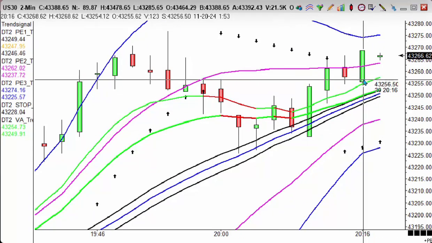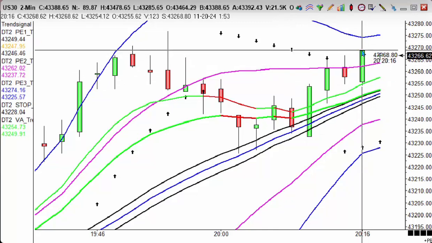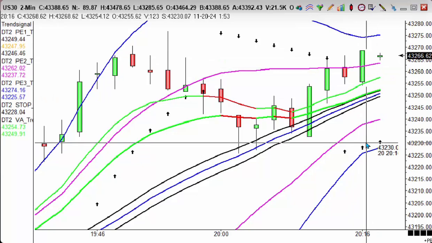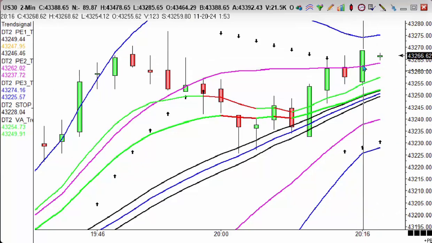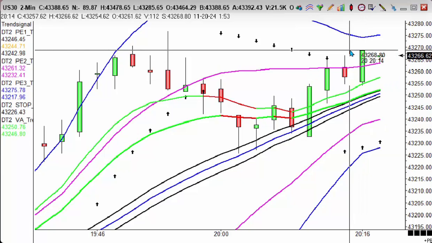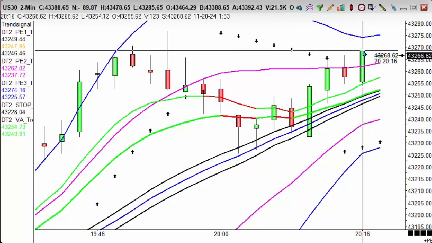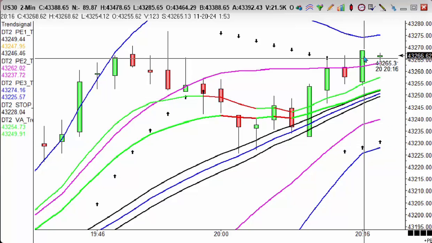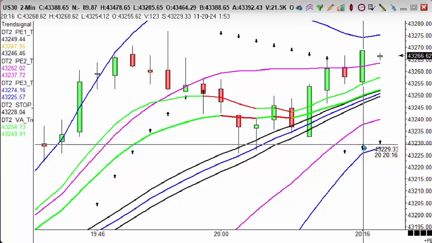So the first point at which we close above price envelope 2, we've got our green lines. We're obviously still in the buy zone. We've got the arrow below us pointing up. There is the buy trade. And we'll be going long on this market at 43268. What's the stop loss here? It's down to 228, so it's a 40-point stop. That's not bad for the Dow, to be fair. That's probably around sort of normal-ish.